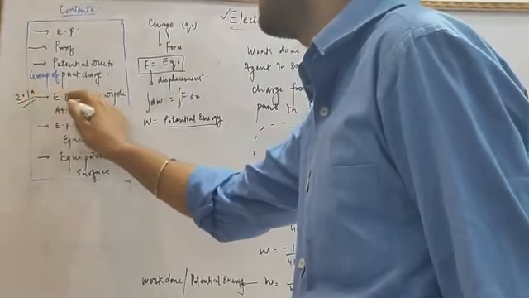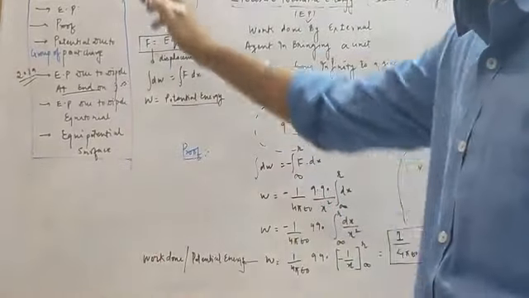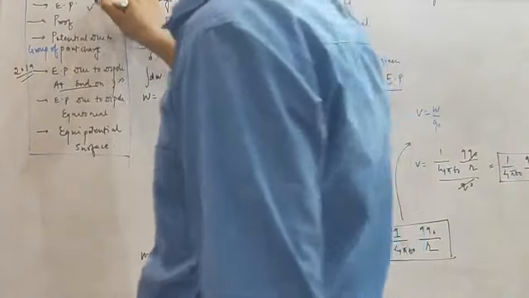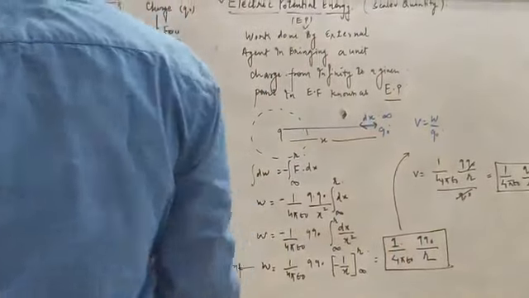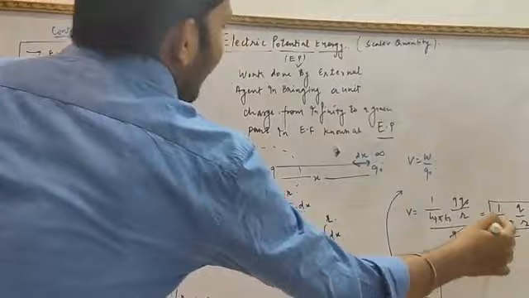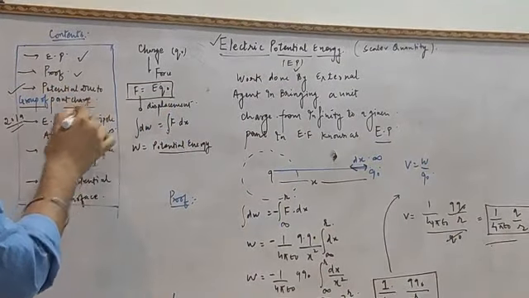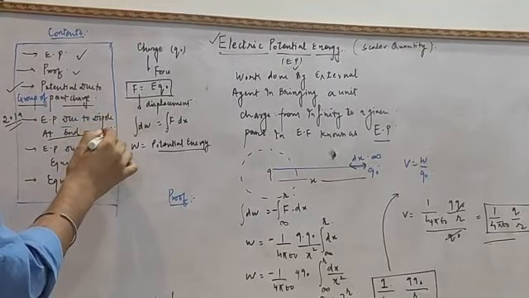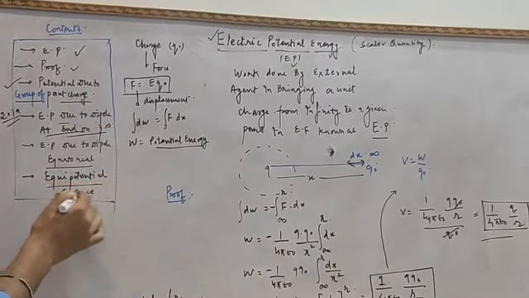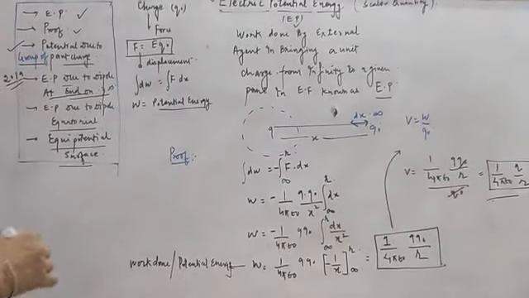In 2019 a question was asked: electric potential due to a dipole at an axial position. So these are the contents which we are going to cover in this lecture series. Electric potential: what do you mean by electric potential? Proof for determining the expression for the electric potential due to a group of point charges. Electric potential due to a dipole at axial position, electric potential due to a dipole at equatorial position, and equipotential surface. These all are the topics which we are going to cover in this chapter.